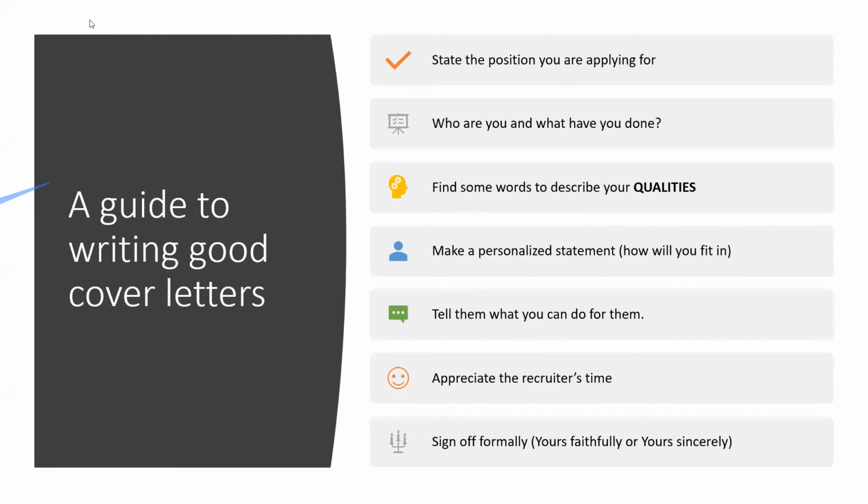So this is a little guide I have on how to write good cover letters. And the first thing I want you to remember is to state the position you're applying for. A big mistake is some people never do that. You assume that the recruiter knows exactly what position you are applying for.